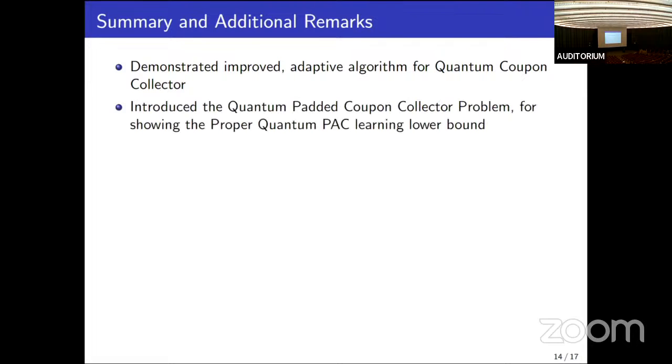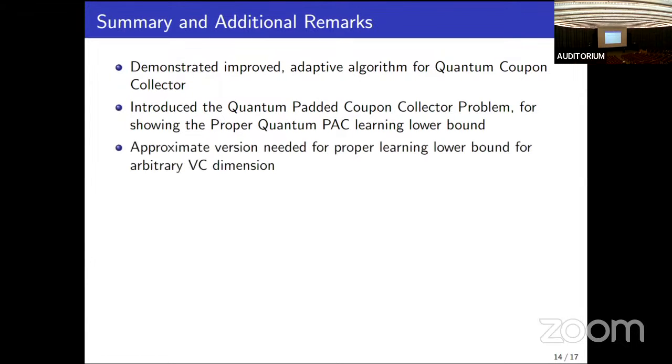Next, we introduced the quantum padded coupon collector problem, which has helped us show the proper quantum PAC learning lower bound. Something I did not mention here is that you actually need an approximation version of this quantum padded coupon collector to show the lower bound for arbitrary VC dimension. If you just use this version, you'll just get the lower bound for the VC dimension 1 case.